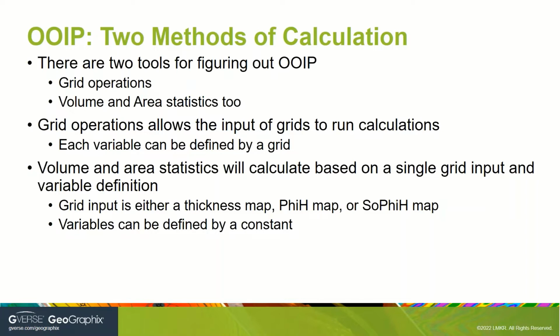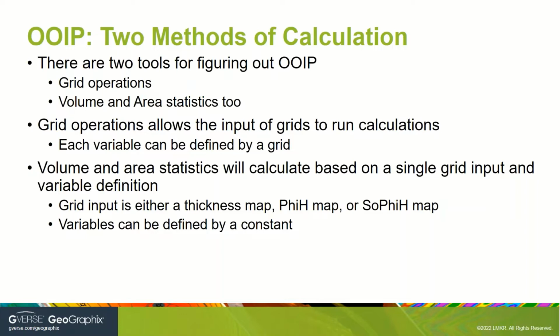This tool had a new feature added in one of our previous releases, put out in the last year or so, where you can plug in a particular grid and calculate out the OOIP data directly. But we're going to go through the old method as well, running through the grid operation. The grid operation allows the input of grids to run the calculations. You plug in an equation and you define each variable in that equation with a grid. So we'll build an equation there and plug in a couple of different grids into it.